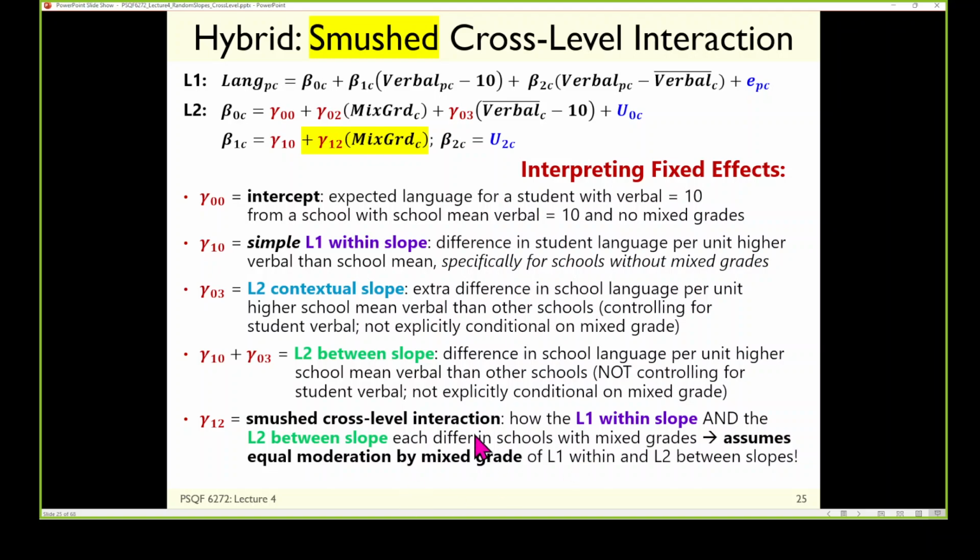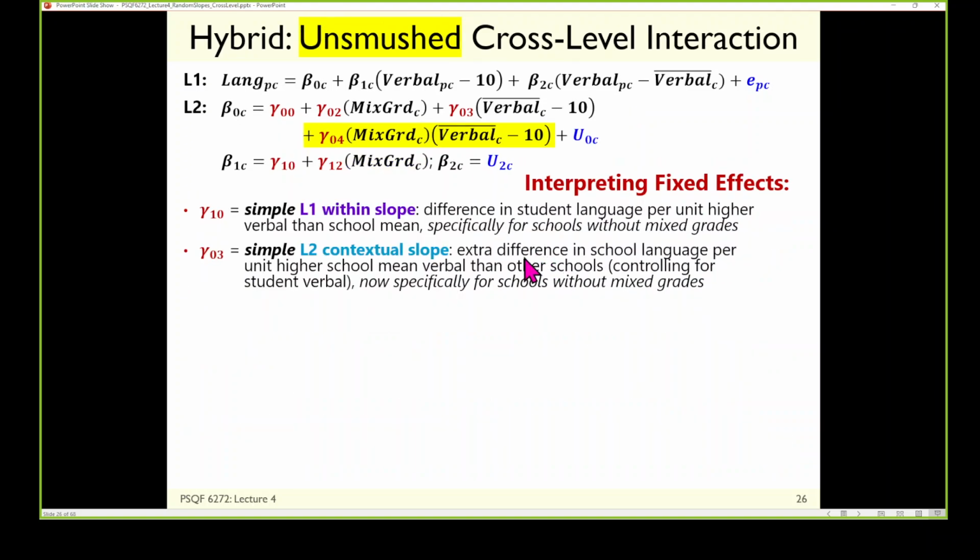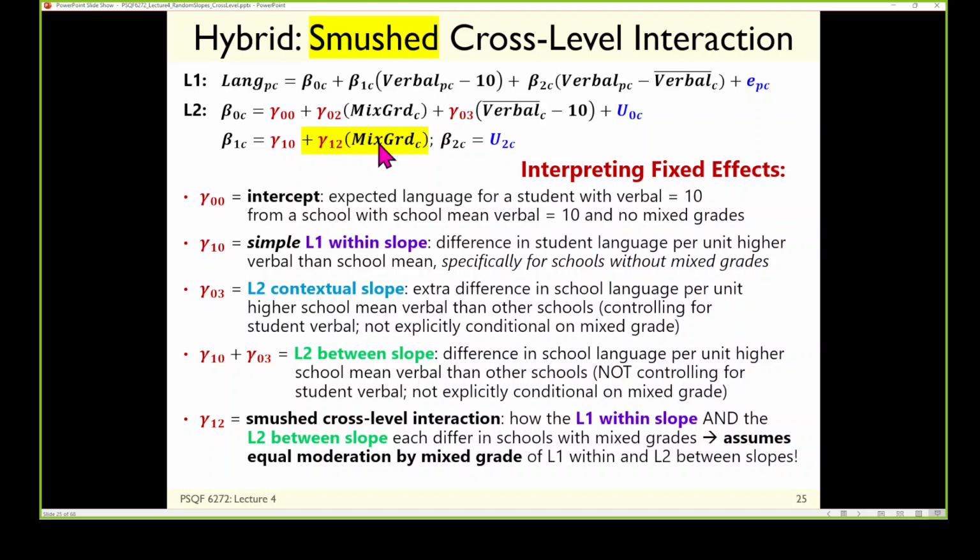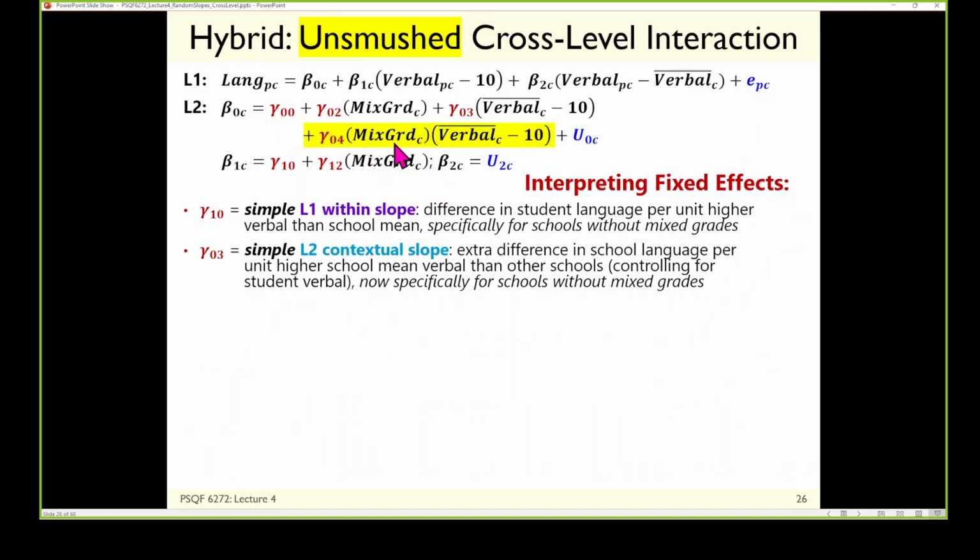And honestly, the smushed cross-level interaction thing is not well understood. Even less well understood is the quadratic thing. I have run into methodologists asking, why did you add the squared term? I'm like, I have to. So that's how we fix it. Whatever we did to verbal 10, we got to do to its counterpart, the cluster mean centered version. So to unsmush it, we add in that term right there. So now mixed grade is multiplying the within part and it's multiplying the contextual part.